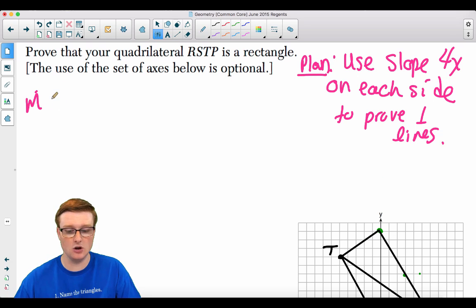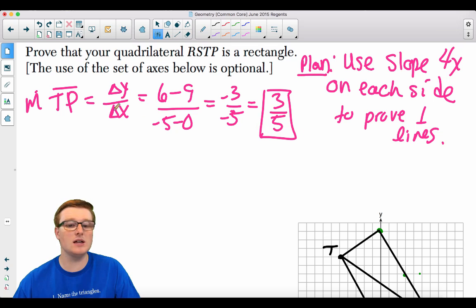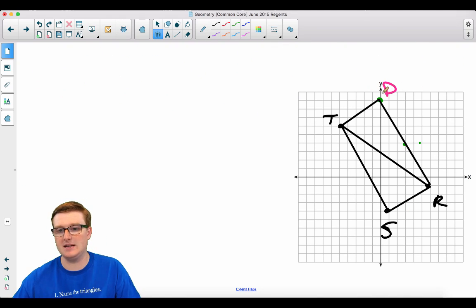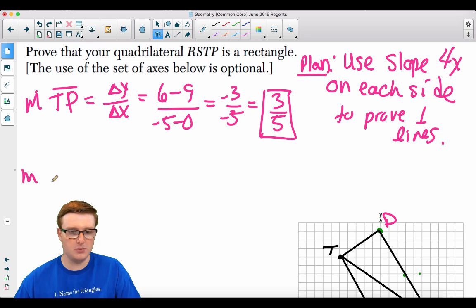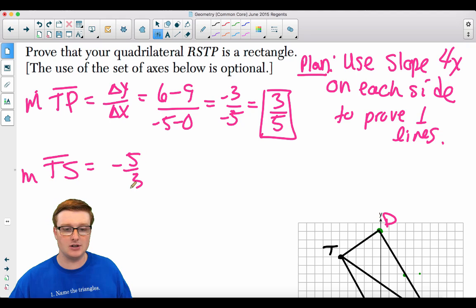So we're going to calculate the slope of TP. So that is going to be, once again, the change in y over the change in x. That is going to be 6 minus 9 over negative 5 minus 0. That's equal to negative 3 over negative 5, which is equal to 3/5. You could get all these points, by the way, from the instructions. Now, oh, and P down here as well. So the slope of TS, well, we just concluded right before. We don't need to write it again. The slope of TS is negative 5/3.